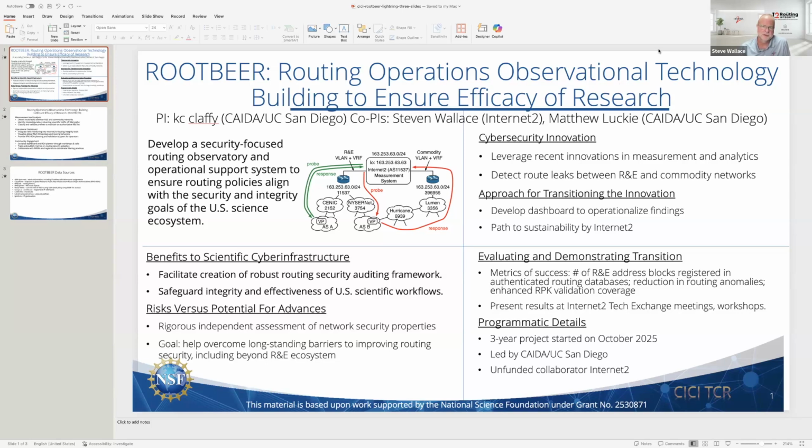And then we're looking at other approaches to both detect leaks from the commodity infrastructure into the R&E infrastructure, as well as provide a resource for network operators like Internet2, which is essentially a curated list of routes that are genuinely part of this infrastructure. Part of the routing security controls that you can put in place is route filtering. So we plan to do that and maintain an object in an internet routing registry that Internet2 would use, but other networks could use as well.